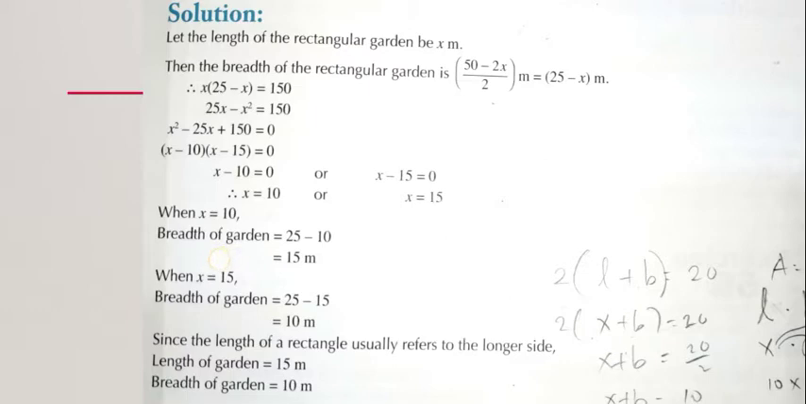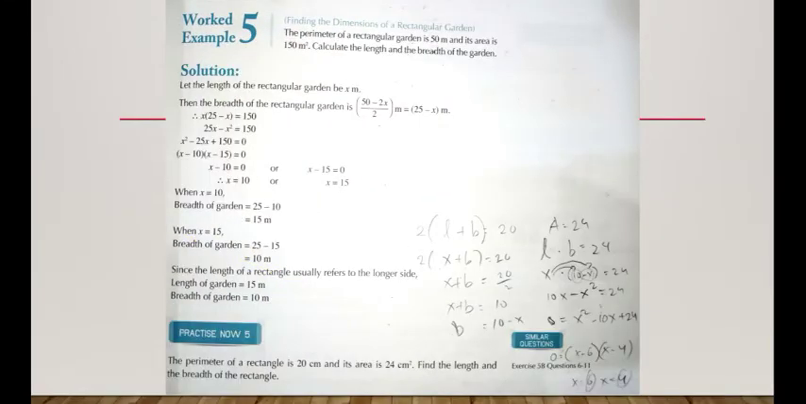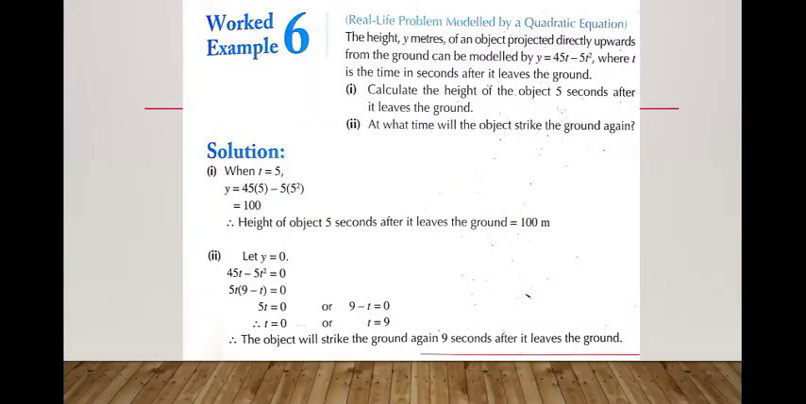Okay, if we take x equals 10, the breadth will be 15, right? The breadth is just 25 minus x. That's why it's just 25 minus 10. If we take x equals 15, the breadth will be 25 minus 15, right? So there are two options here. Since the length of a rectangle usually refers to the longer side, we'll take this one. So the length should be 15, not the breadth. Okay, and this one.